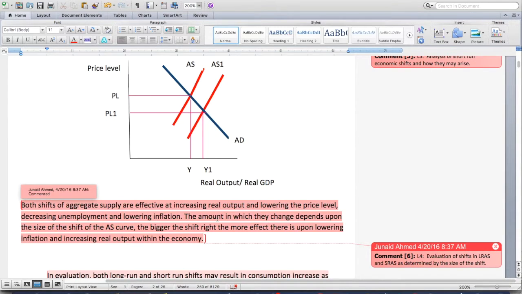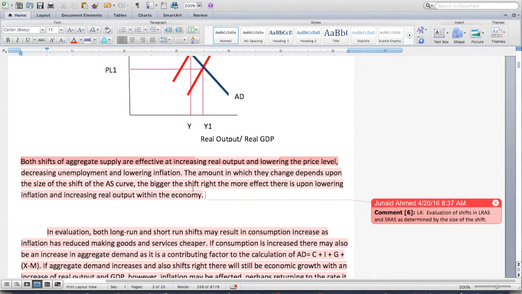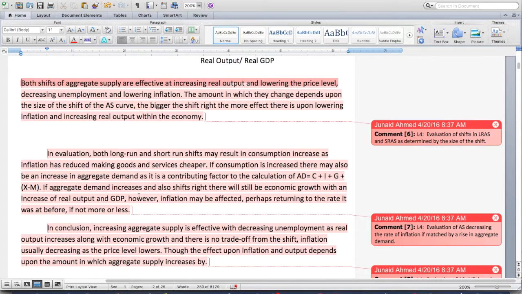The amount in which they change depends upon the size of the shift of the AS curve. The bigger the shift, right, the more effect there is upon lowering inflation and increasing real output within the economy. In evaluation, so we've actually already started the evaluation by saying the amount in which they change depends upon the size of the shift. Now let's build it up. In evaluation, both long-run and short-run shifts may result in consumption increase as inflation has reduced, making goods and services cheaper. Right, and they're probably going to tie this to aggregate demand.